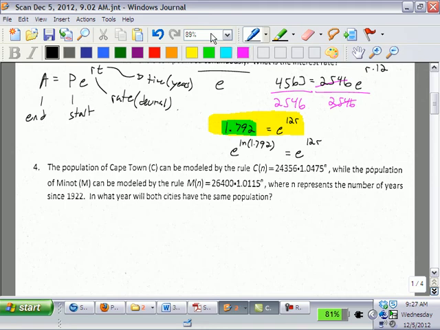Okay. Yeah, good, man. You got the common base. So solve for r. r is natural log of 1.792 divided by 12. And I should say r is approximately. We've already rounded once. What do you guys get when you divide the two?